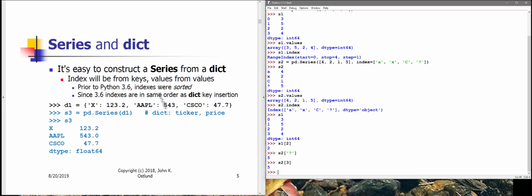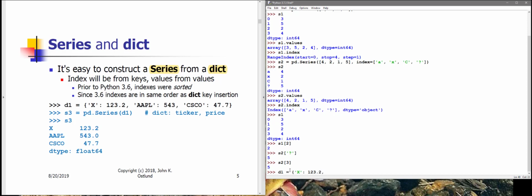Okay, now it's easy to create a series from a dictionary. What's going to happen here is that the key from each dictionary item is going to be used as a label, and the value associated with that key is going to become the value associated with that label in the series. Here I've got a dictionary of some stock tickers, capital X, and prices. I just made these prices up.